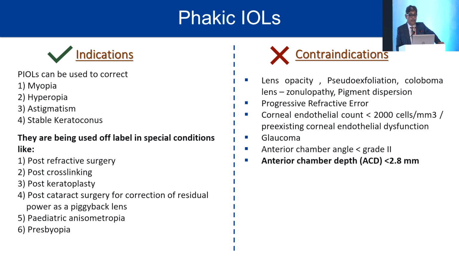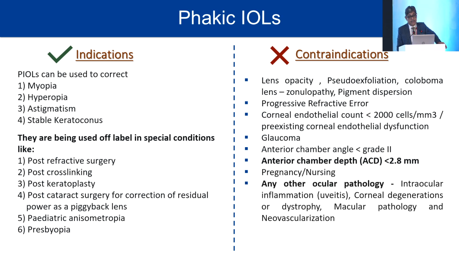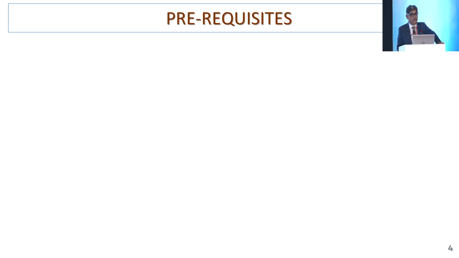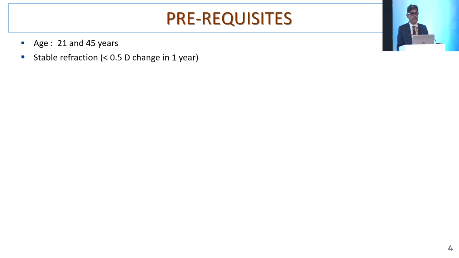This is very important, measurement of the anterior chamber depth, we will be discussing shortly. And in pregnancy and nursing, as with other refractive surgery procedures, and any other ocular pathology like uveitis, corneal degeneration or dystrophy, macular pathology, neovascularization, all these cases where there is instability or some comorbidity or pathology, we should avoid this procedure. It is indicated in the age group 21 to 45 years, but we do it above 18 years of age when the refraction is stable. There is no change in refraction of more than 0.5 diopters in the last 1 year.